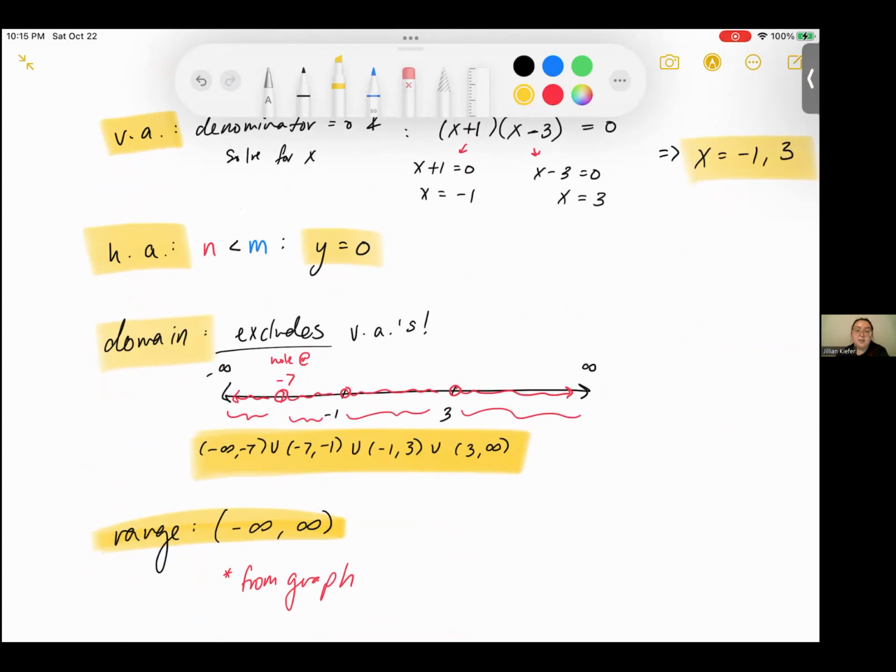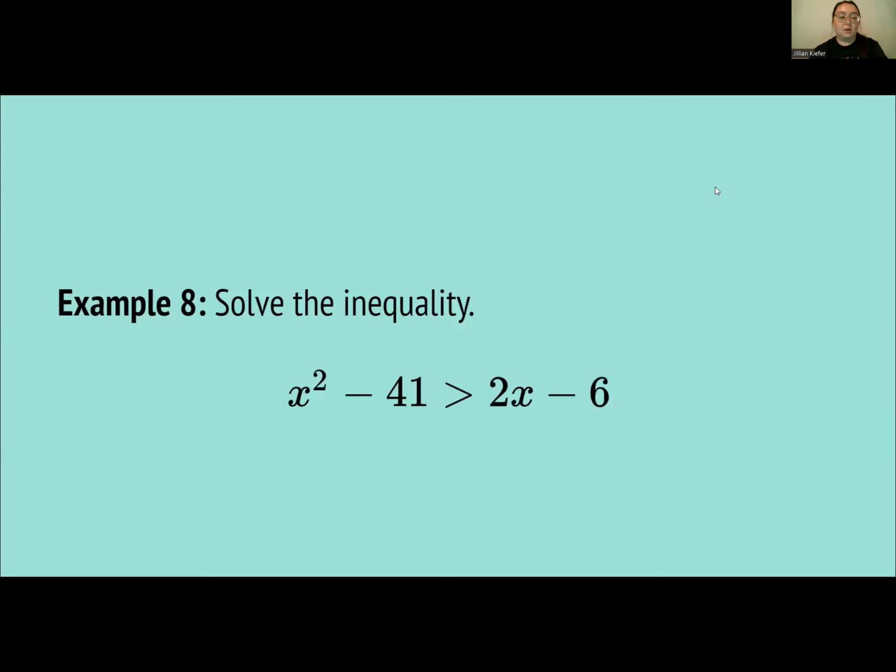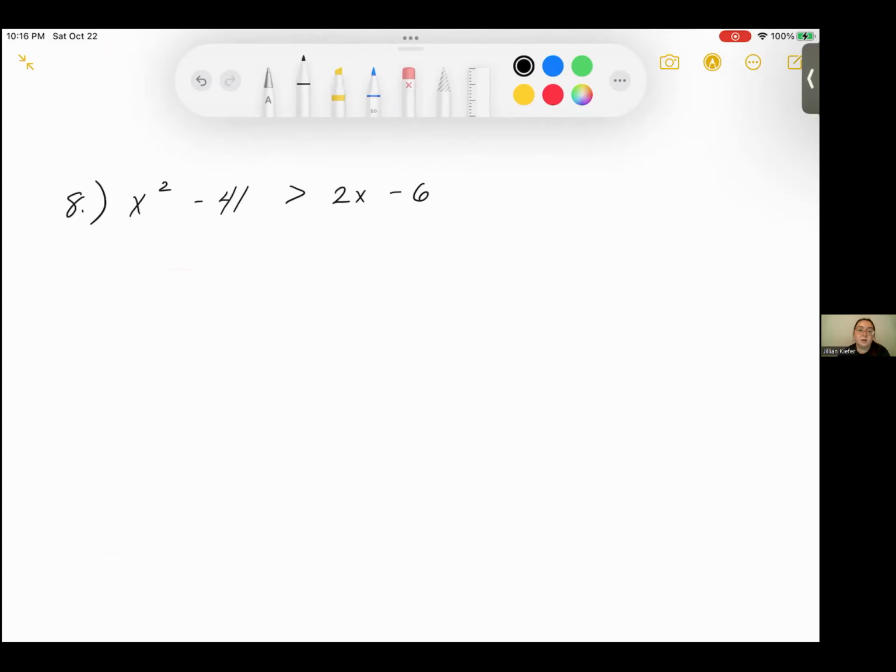Now let's go ahead and do the very last example from our review. All right, here's our last example, example 8. We want to solve the inequality. We've got x squared minus 41 is greater than 2x minus 6. So, all right, we're going to go on over to our notes to work on this problem. All right, example 8, x squared minus 41 is greater than 2x minus 6. We want to solve this inequality.